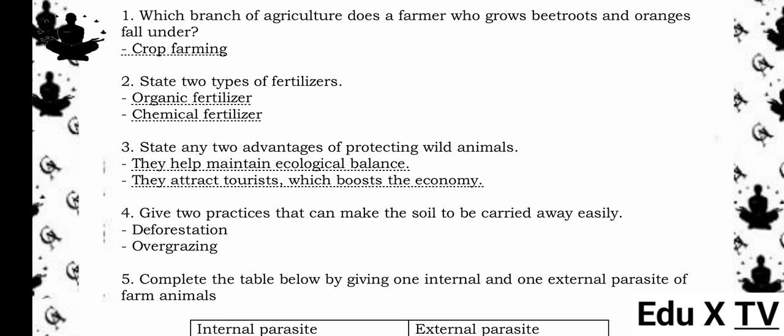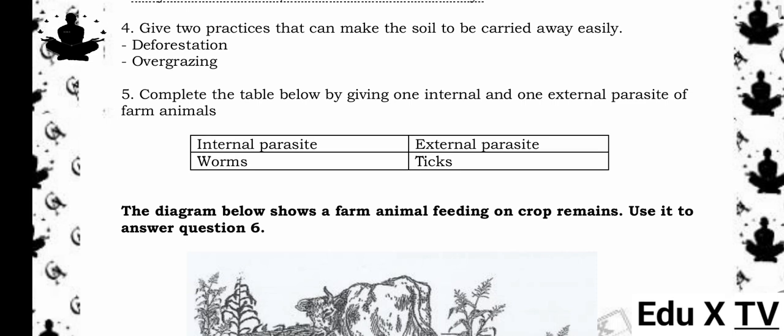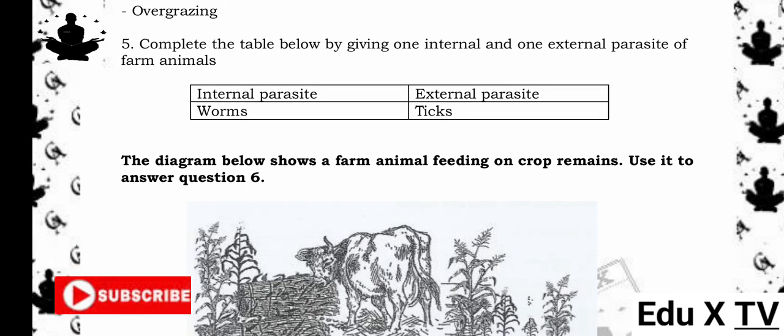They help maintain ecological balance. They attract tourists, which boosts the economy. 4. Give 2 practices that can make the soil to be carried away easily. Deforestation. Overgrazing. 5. Complete the table below by giving 1 internal and 1 external parasite of farm animals.